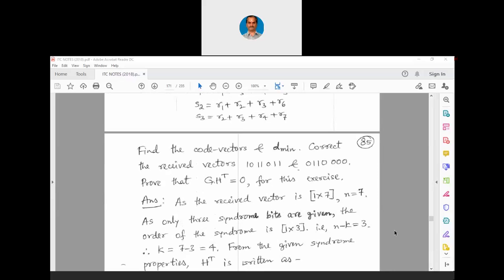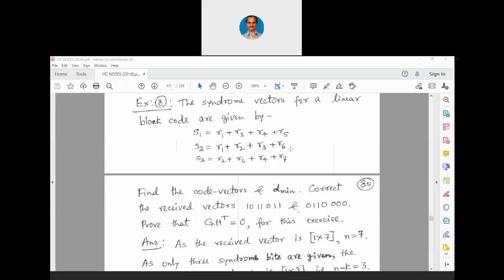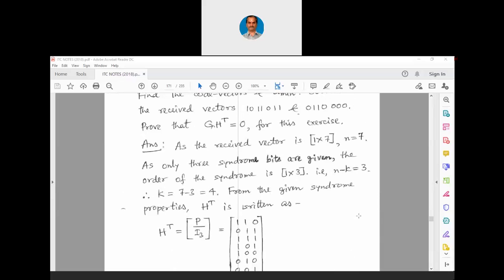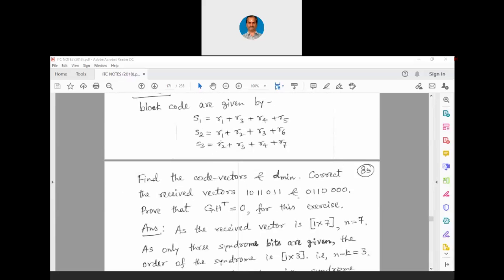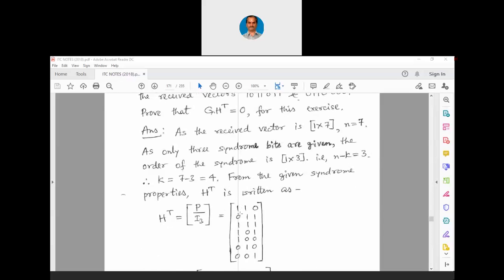So K is 7 minus 3, that is 4. Now from the given syndrome properties, H transpose can be written by using these equations for S1, S2 and S3. H transpose is written this way. You can see S1 is R1 plus R3 plus R4 plus R5. That way S1 is written. Similarly, S2 and S3 are written.